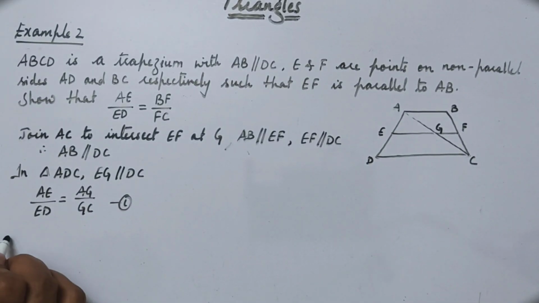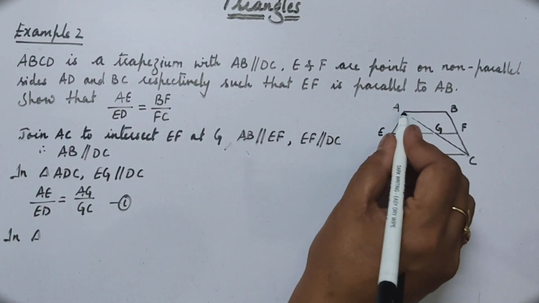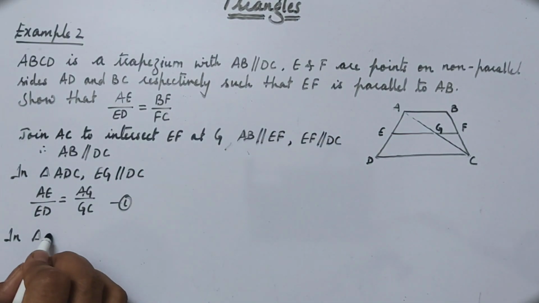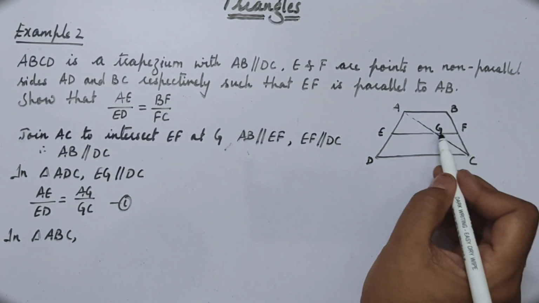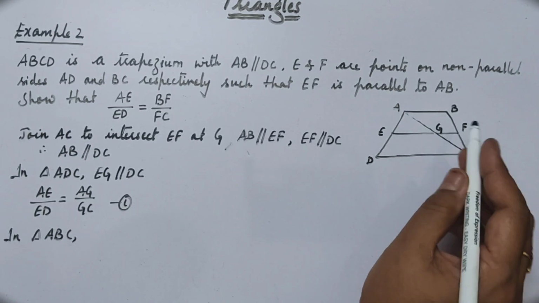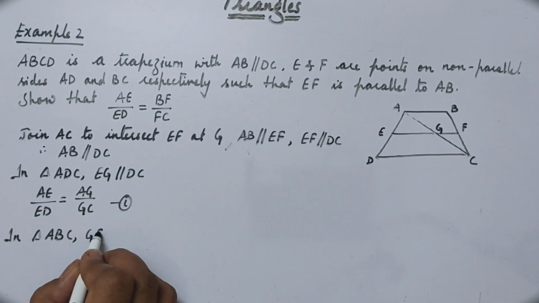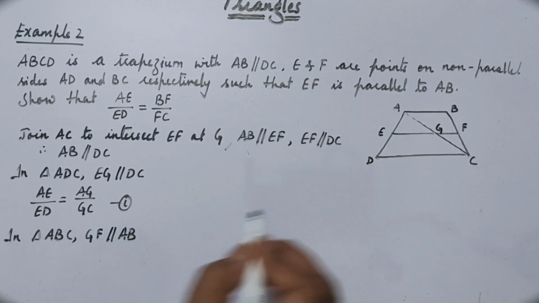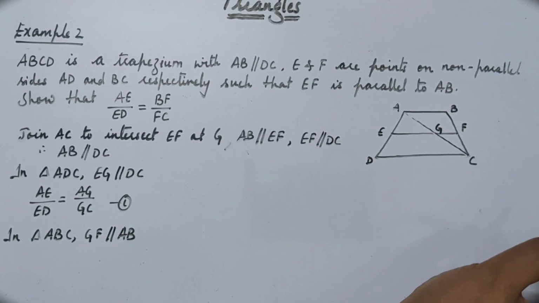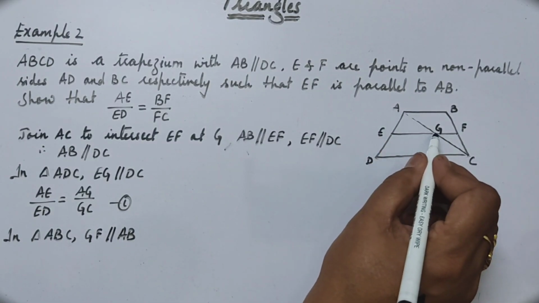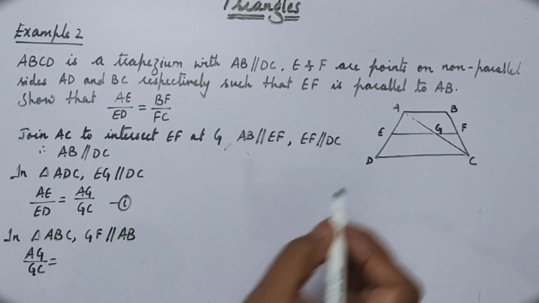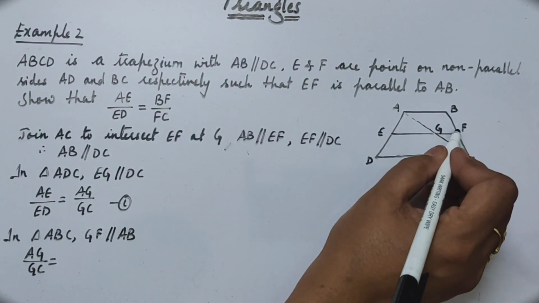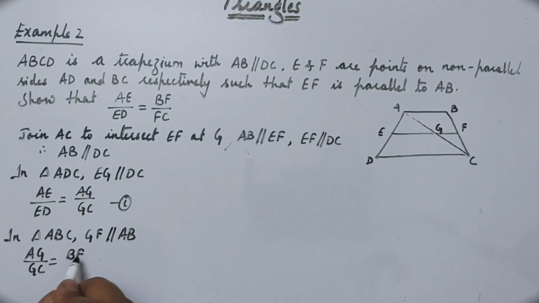Fine. Now again, I'm going to consider triangle ABC. Can you search for the parallel lines? I've got these two: GF is parallel to AB, or I can say AB is parallel to GF. Anyhow you can write. Now according to the Thales theorem, AG by GC equals BF by FC. So this is equation 2.